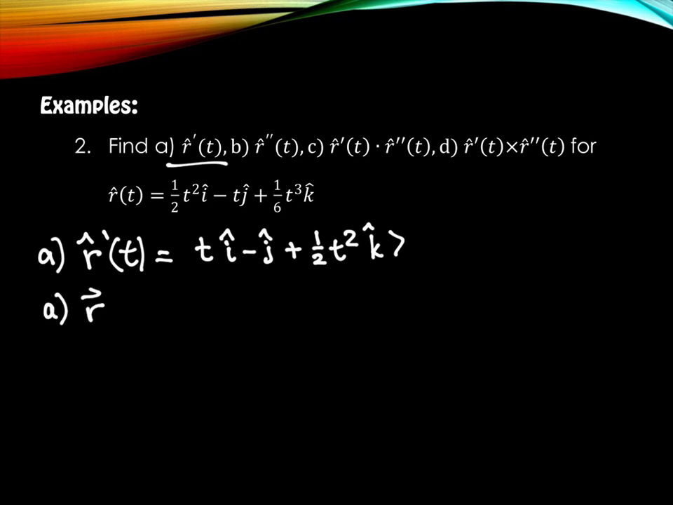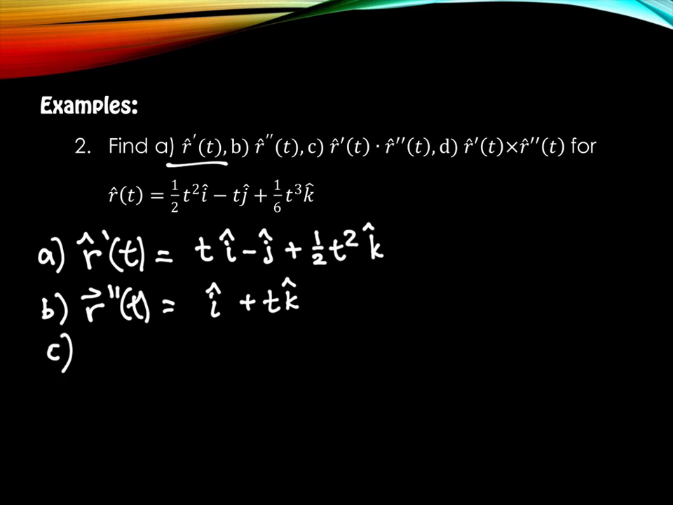Part B says that we're going to do our double prime, the second derivative. So derivative of derivative. I was using IJKs. All right, so what's the derivative of ti? It's just i, or 1i if you want. How about the derivative of negative j? That'd be 0. If you want to write 0, you can, or you can just leave it off. I'm going to leave it off. And then what's the derivative of the 1/2 t squared k? It's tk. Okay? Well, that was B.